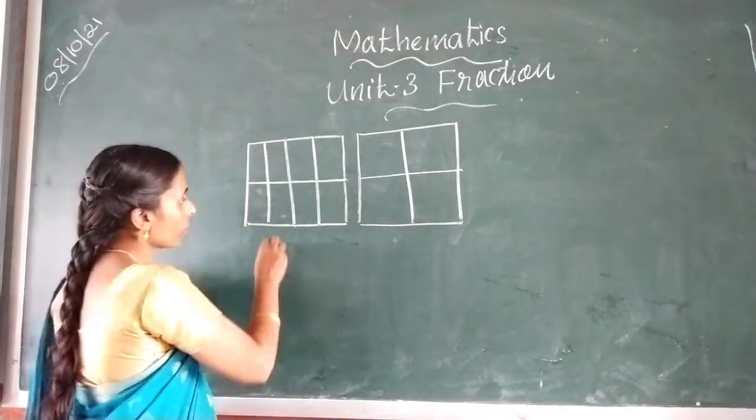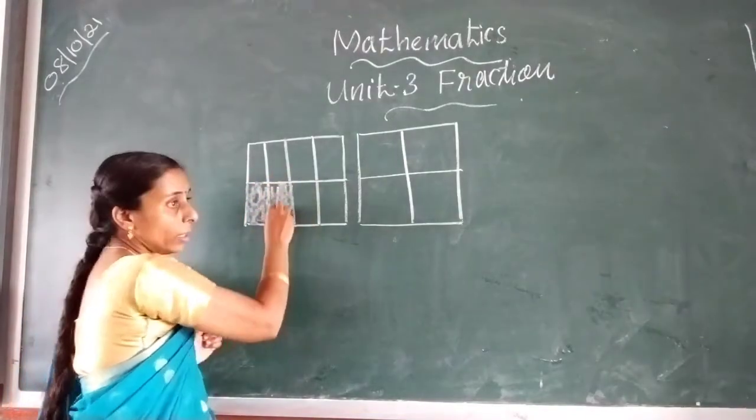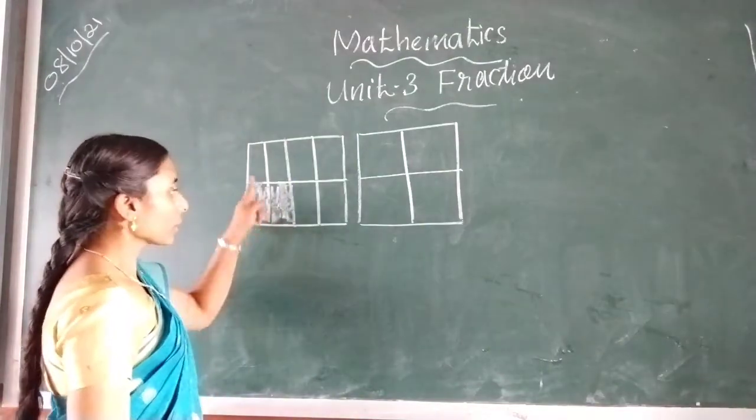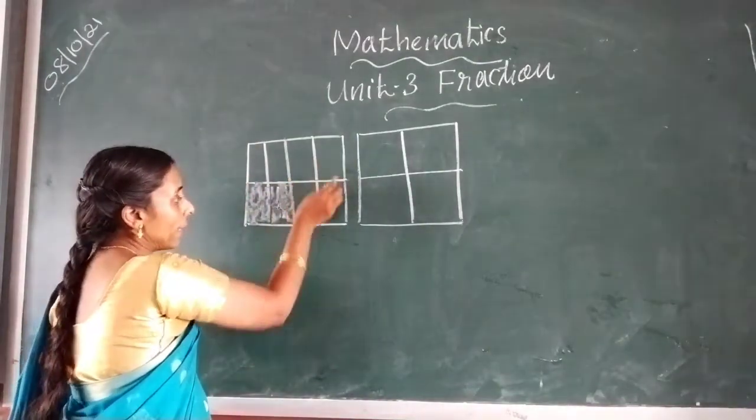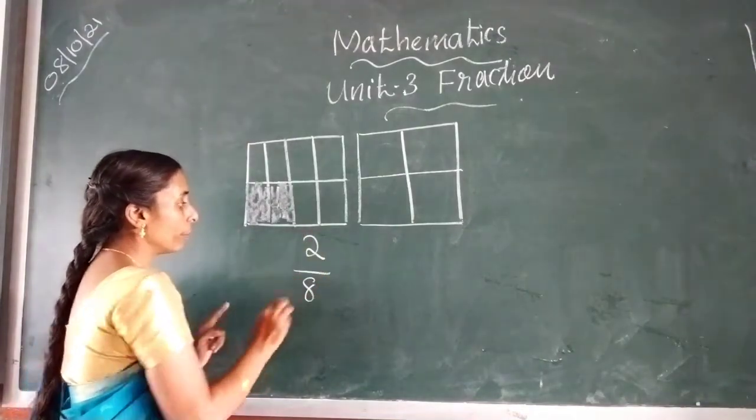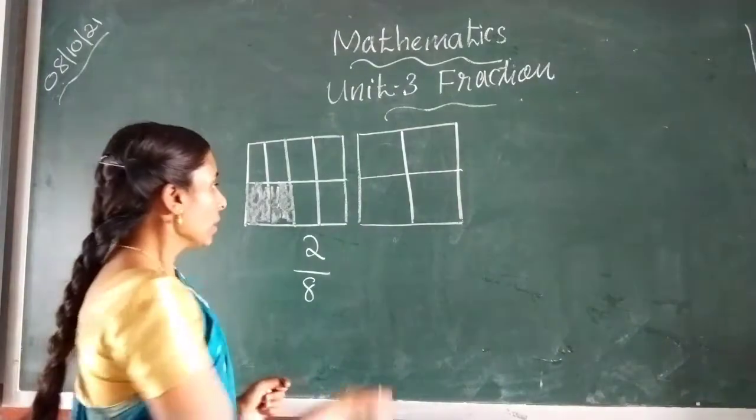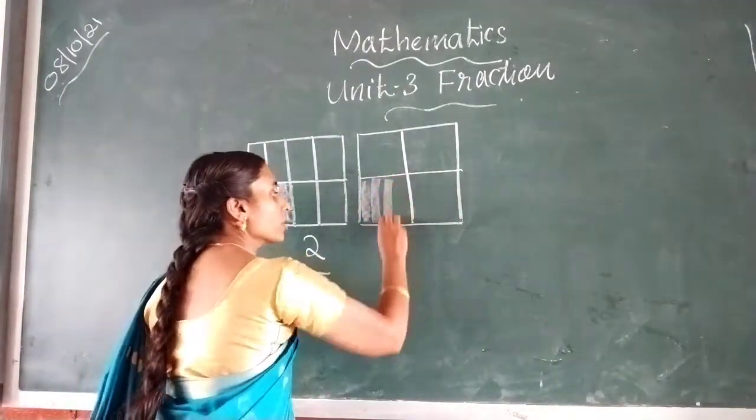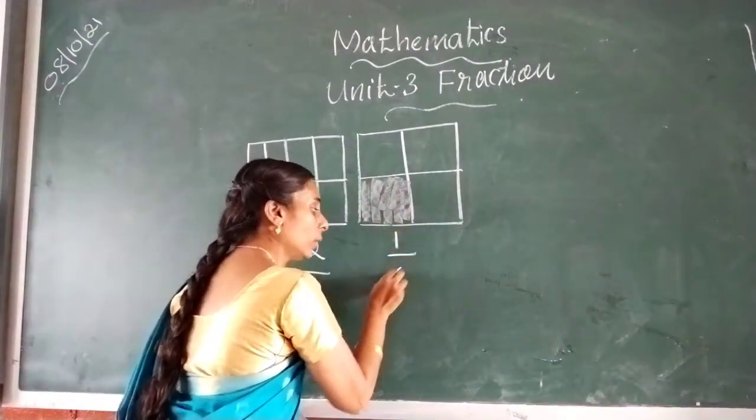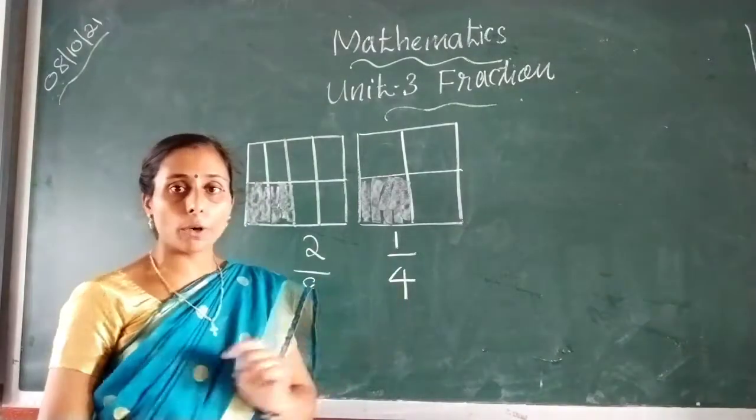Okay, here I am going to shade one part and two parts. What is the fraction of the shaded part? Total 8 parts are there, 2 parts are shaded. 2 upon 8. This is the fraction of the shaded part. Here I am going to shade one part, so we can write 1 upon 4. Here 2 upon 8 and 1 upon 4.